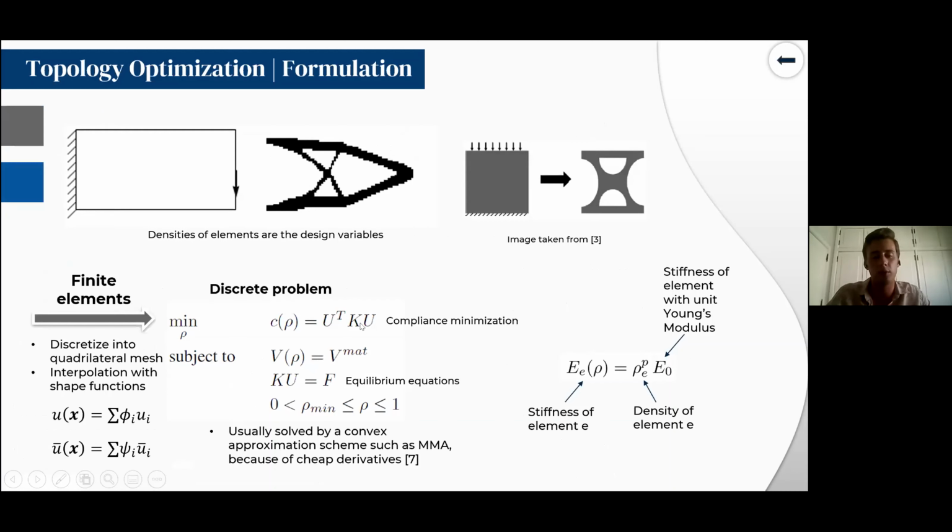So this is the problem. We want to minimize the elastic energy or compliance, such that we minimize the displacement, and we have the conditions that we have to respect a prescribed volume fraction, and we have to respect the equilibrium equations discussed earlier, and our densities. So we have many elements, and each element has a density ranging from 0 to 1, where 0 is no material and 1 is material. And we can see that the stiffness of each element will depend on this density. But these are details that I will not discuss here.